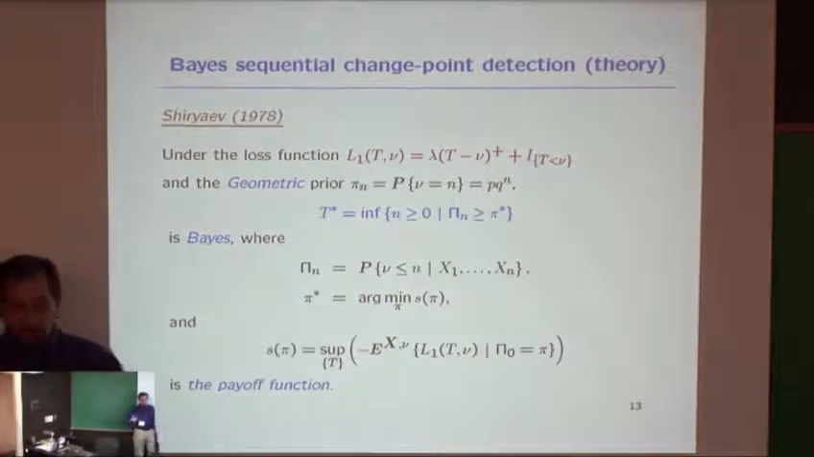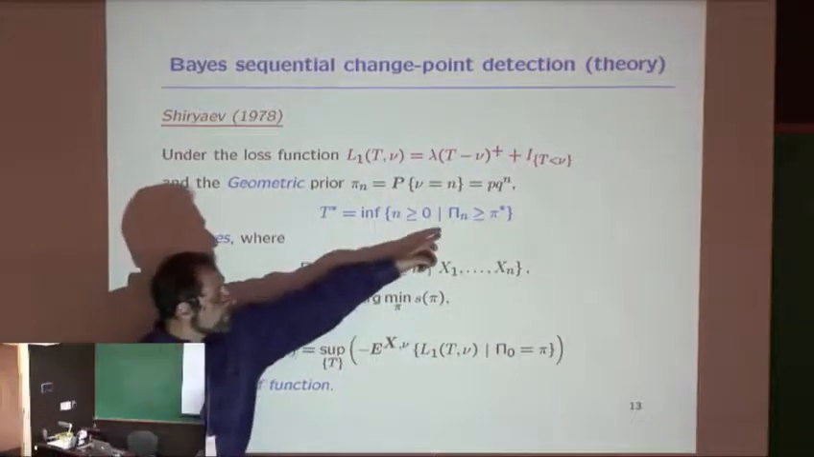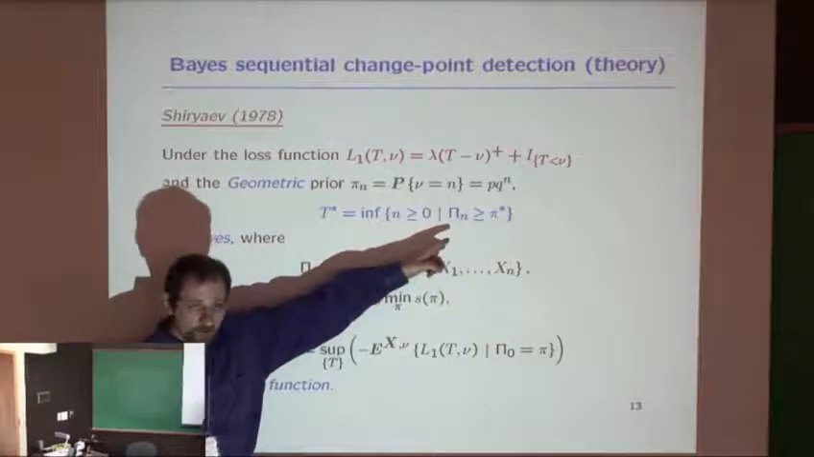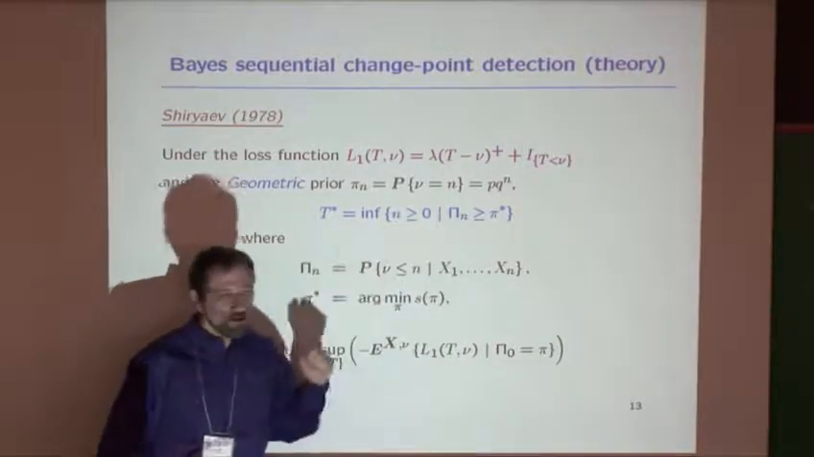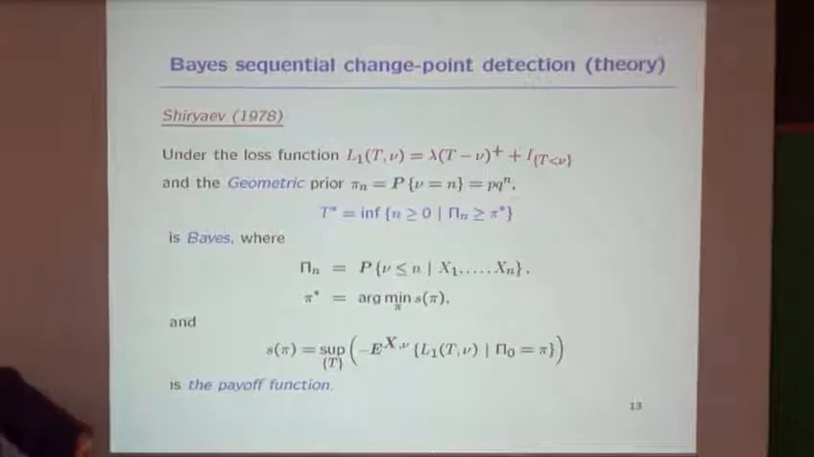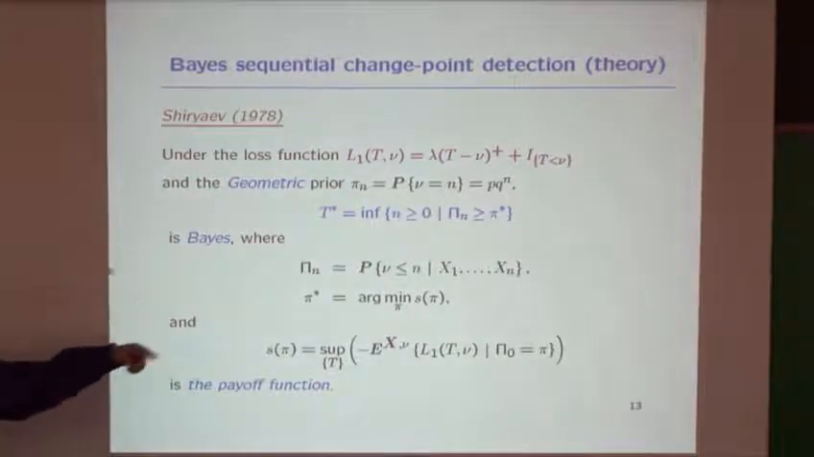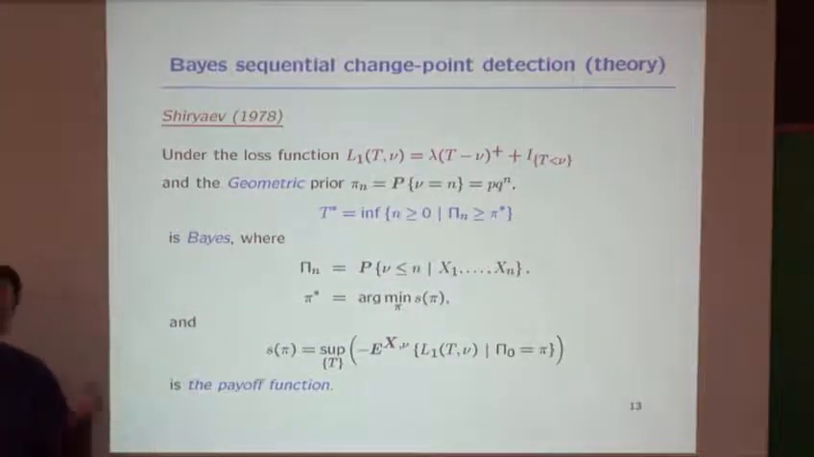We stop the first time when the posterior probability that the change has already occurred at some time exceeds a certain threshold. Now this threshold has to be determined. It has to be related to the loss function, to this coefficient lambda, the balance between mean delay and probability of false alarm. So how to determine it?